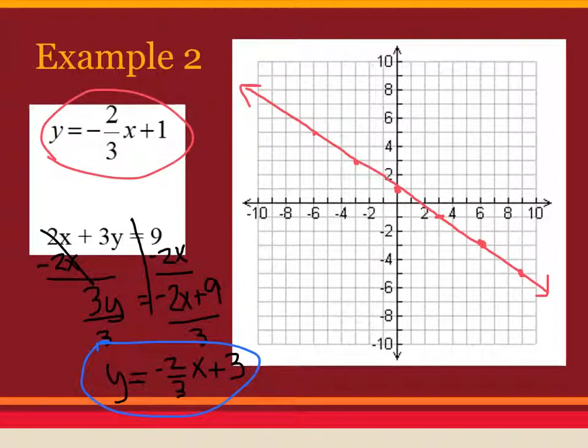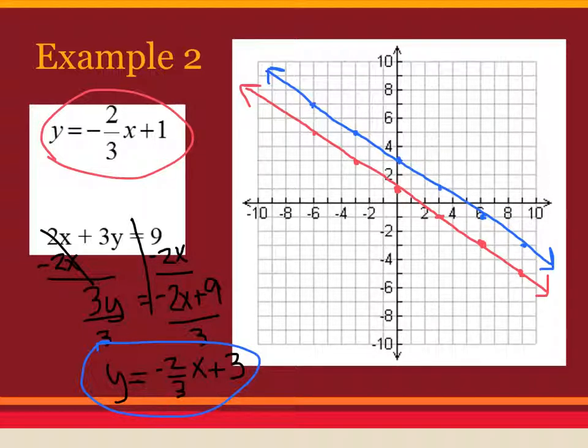When we draw the next line, we have y equals negative 2/3 x plus 3, so we're going to start at a positive 3 on the y-axis. If our slope is negative 2/3, we're going to go down 2 and right 3, down 2 and right 3, down 2 and right 3, or we can go up 2 and left 3. You'll notice that these two lines have the exact same slope, and we know that when we have two lines that have the same slope, these lines are parallel.